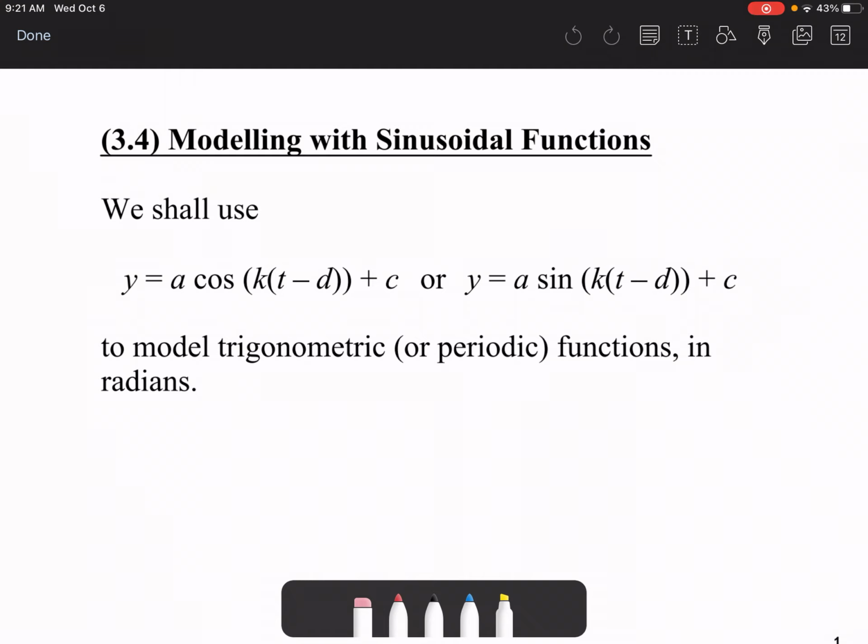Now, please realize that on the screen I have the variable t being used. Technically, you can use any variable you prefer. Also, the variables a, k, d, and c are the same variables that we've been using for many of our transformations. So you can use these to help you out in understanding what kind of transformations are actually being applied to the functions. So let's get right into it.